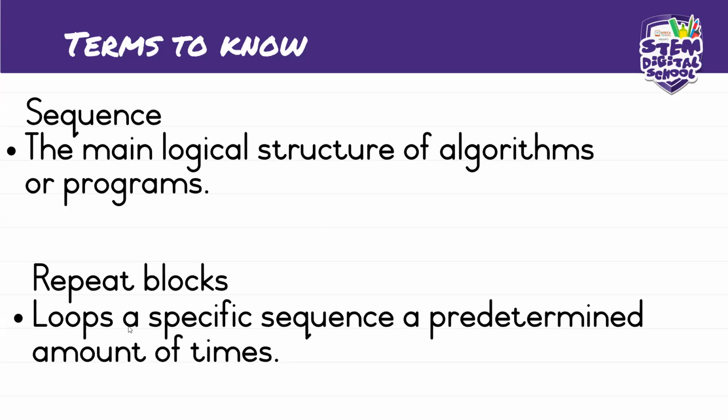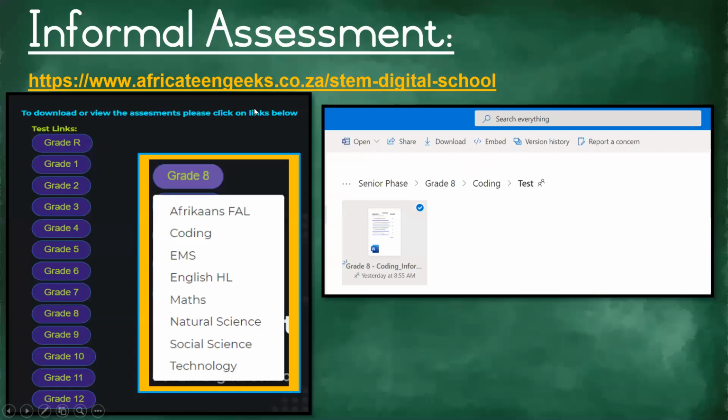Repeat blocks loop a specific sequence a predetermined amount of times, right? So we select how many times we want that thing to happen, and it will happen that many times. So these are obviously the basic repeat blocks. We have looked at conditional repeats and so on, but because we're reviewing, we have to look at the basic things again.